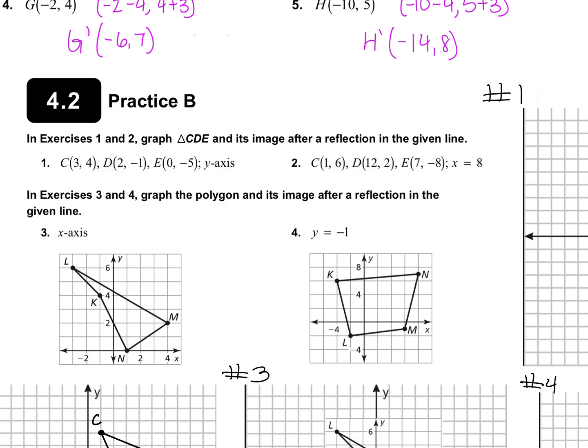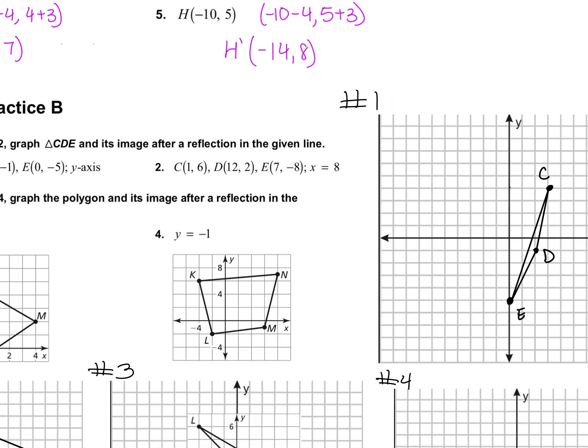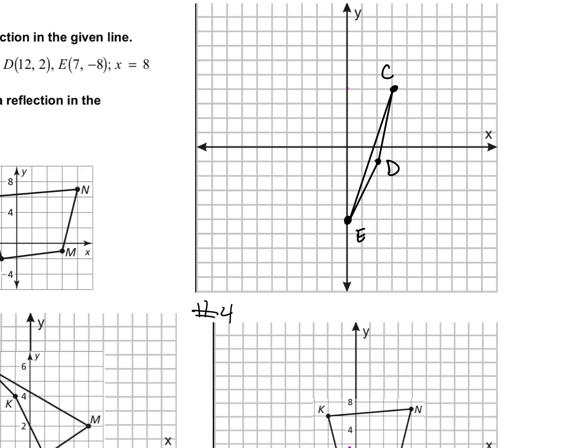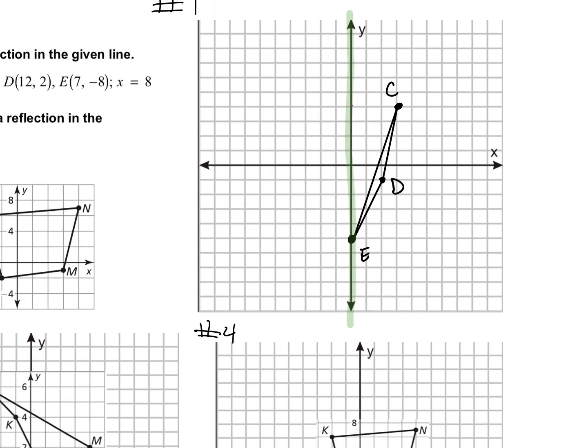All right, looking at the next one, it says graph the triangle and its image after a reflection in the given line. So the original has to be graphed, which I did graph just to save time, and the new image. Keep in mind it's telling me it is reflecting over the y-axis. So I'm going to go ahead and draw the y-axis. My y-axis is right here. I'll highlight it so we can see where it is. This is my y-axis.